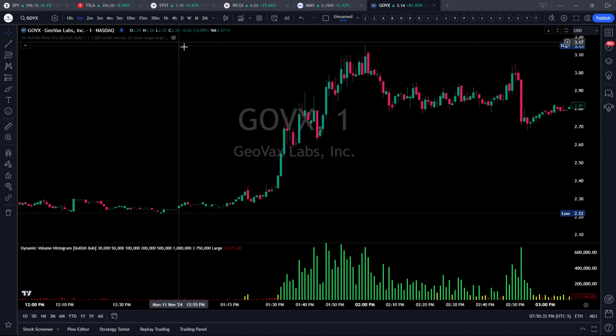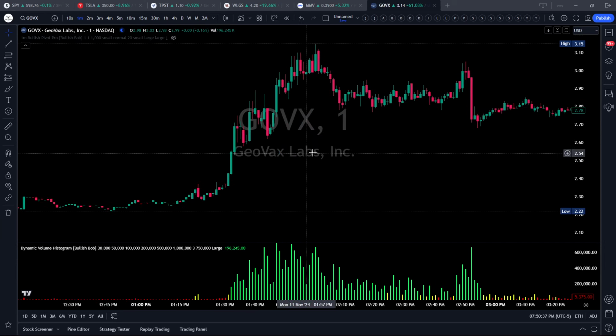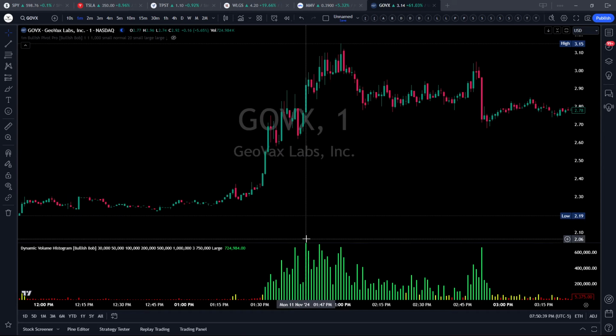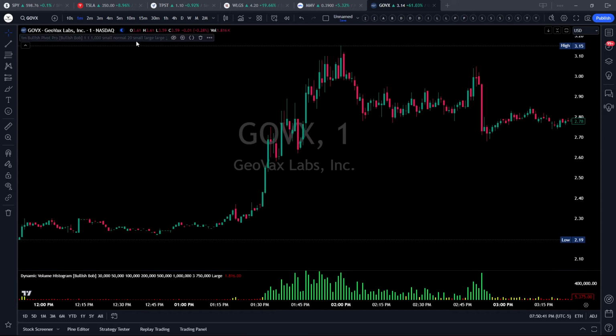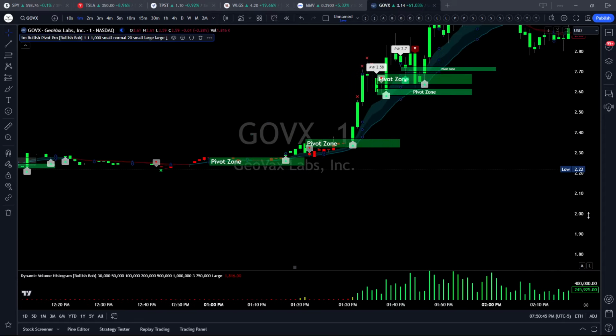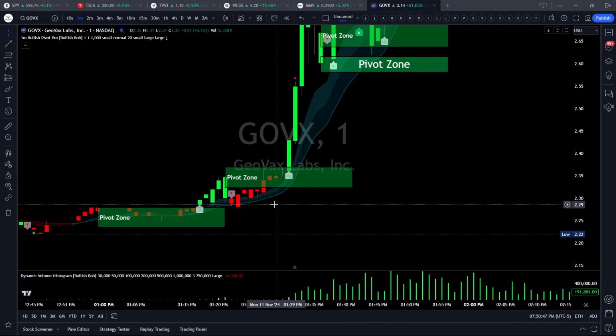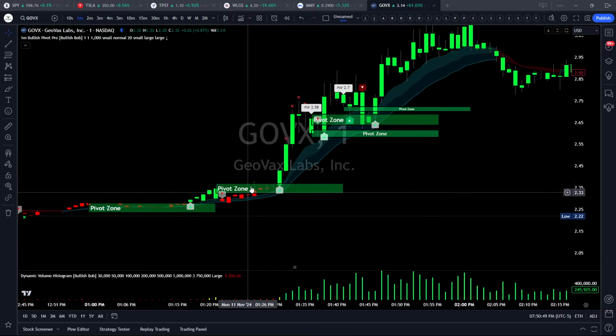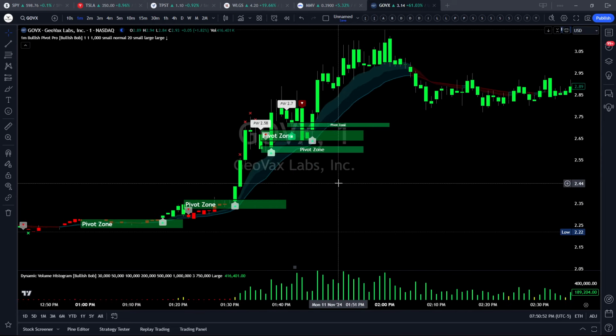If I turn the indicator off, you can see that these are just the plain candles like this. And of course, you could trade like that as well. But I like to use the indicator. This is the 1 minute bullish pivot pro. Turn that on. It just simplifies it, right? Green candles, that's bullish momentum. I can trade it long. Red candles, that's bearish momentum. I can trade it short, right?